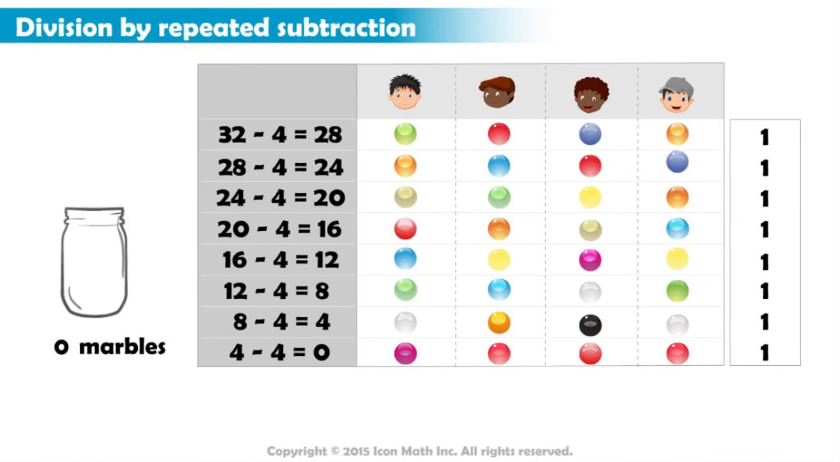To find the answer of 32 divided by 4, we count the ones we wrote in the marginal column. We have 8 ones, so the answer is 8. Every player gets 8 marbles when we divide 32 marbles among 4 people. So 8 is the quotient.